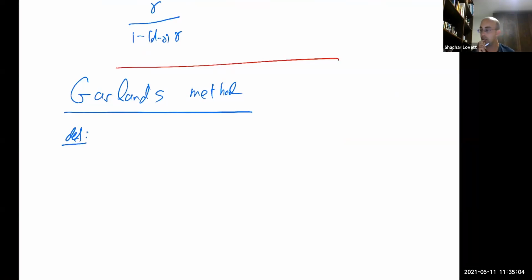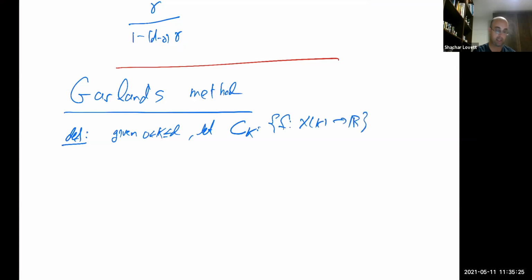So again, we have this complex. We will need to study functions on this complex. So given k between 0 and d, let Ck be the space of all functions from the kth level to the reals. You should think of that as assigning some real values to anything in the kth level. For example, our distribution on the kth level is such a mapping.